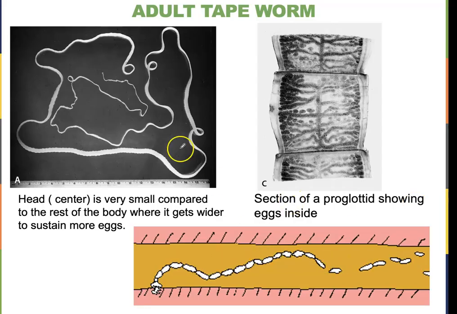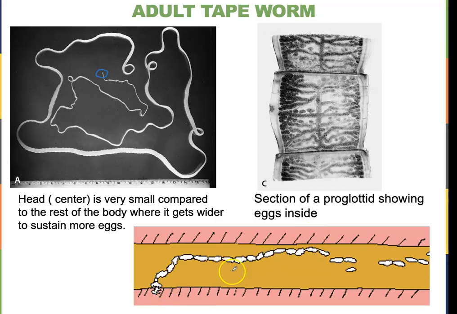This is a cool picture, I think, of a tapeworm. Notice that the head, the scolex, is here, tiny, tiny. And as it moves away, the proglottids just get bigger and bigger and bigger. This is what it looks like in your intestines.